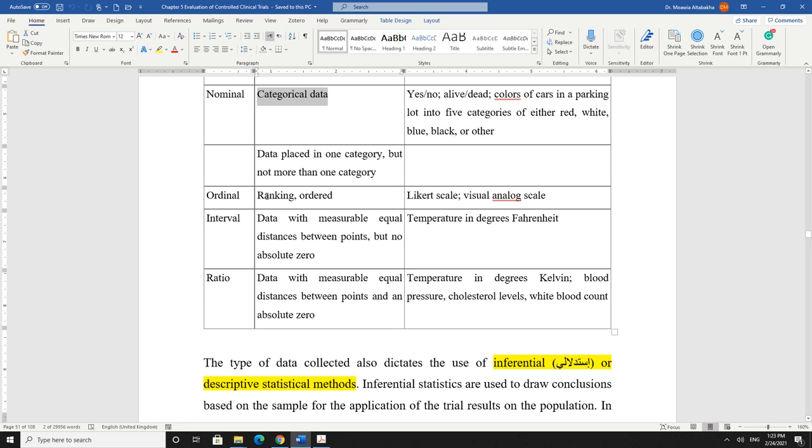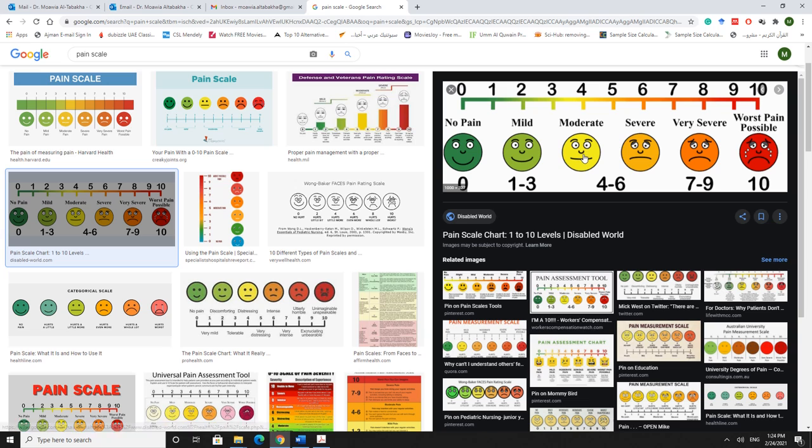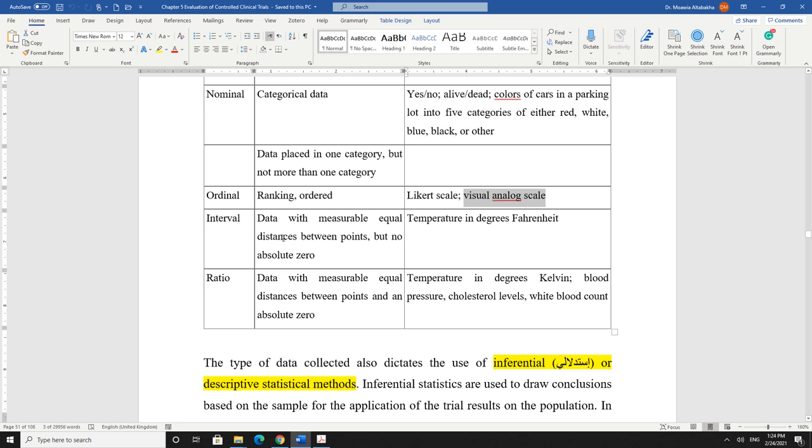Ordinal, which is categorical data, we consider it as categorical like the first one, but there is, as I told you, an intrinsic order in them. We use, for example, a visual analog scale, such as what you saw here. This is a visual analog scale, okay? So according to the face, you can pick one. Likert scale is an example of ranking or ordinal type of data.